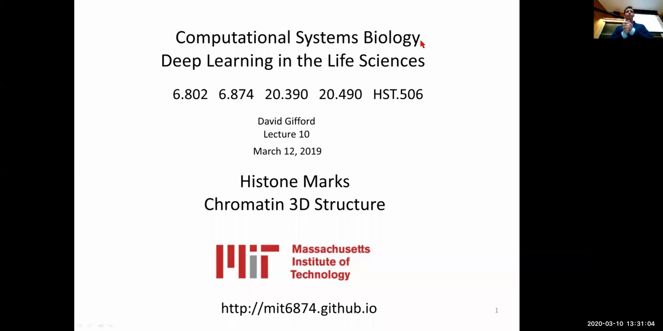All right. So the goal for today, and let me make sure that I have the right camera here. Okay. The goal for today is histone marks and chromatin 3D structure.